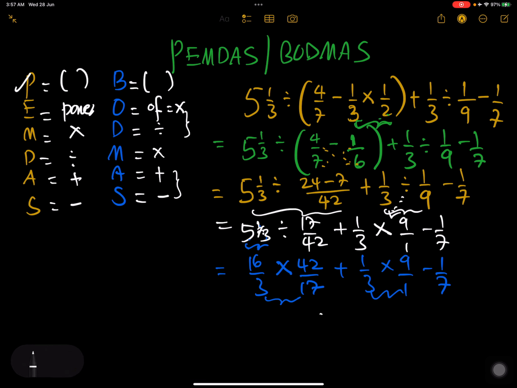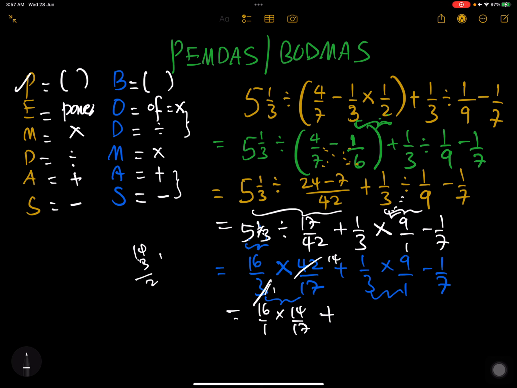To do that, we will look for common factors. Is there any common factor between 3 and 42? 14 times 3 is 42, so 3 will go here as 1, and it will go there as 14. So it's going to be 16 over 1 times 14 over 17 plus. There's also a common factor here. It goes here 1, and it goes here 3. So we're going to get 1 over 1 times 3 over 1 minus 1 over 7.